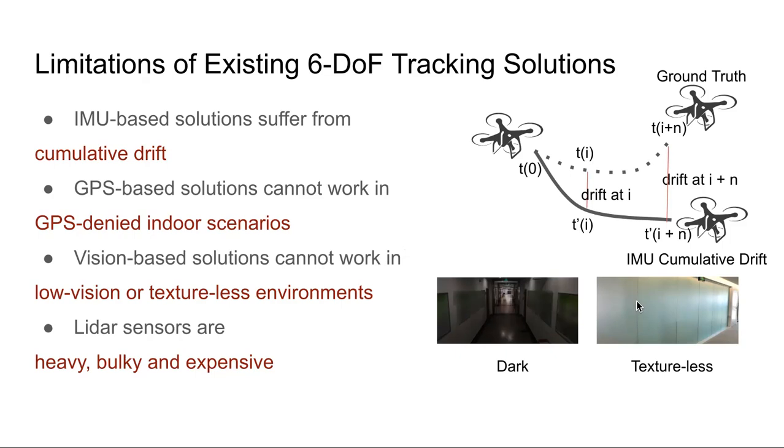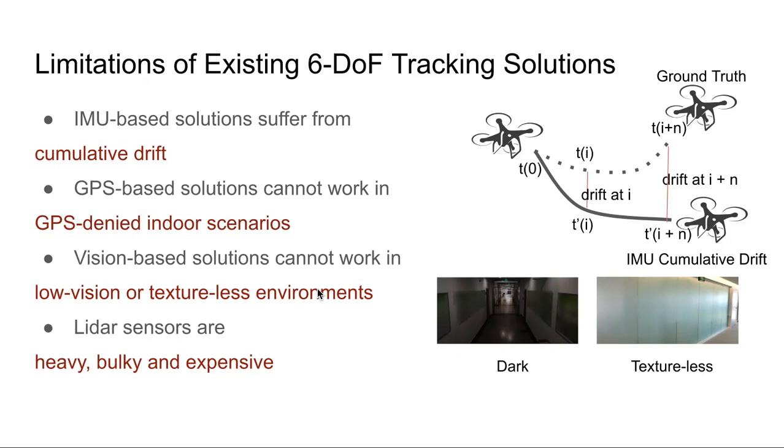Texture is like some edges, for example the intersection between the wall and the ground, which can be used as a 3D geometric cue of the environment. If we have just one plane, it would be hard for the drone to infer the 3D geometric information of the environment. So it is easy for vision-based solutions to fail in these environments.